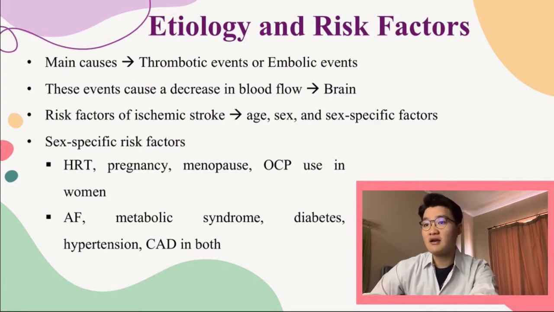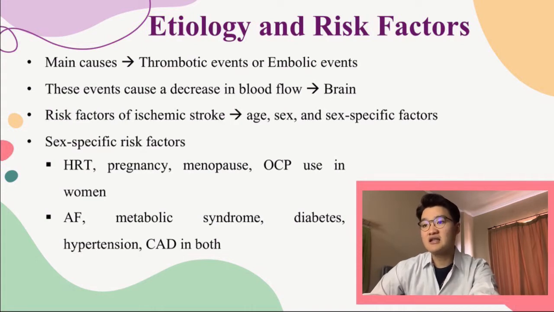In a thrombotic event, the blood flow is decreased due to problems of the blood vessel itself, such as secondary to atherosclerosis disease, arterial dissection, fibromuscular dysplasia, etc. Meanwhile, in an embolic event, debris from other parts of the body obstructs an affected vessel. The risk factors of ischemic stroke play a big part in determining the incidence and pathophysiology of ischemic stroke. These risk factors are age, sex, and sex-specific risk factors. Age and sex differences are actually related because women tend to develop ischemic stroke older than men.